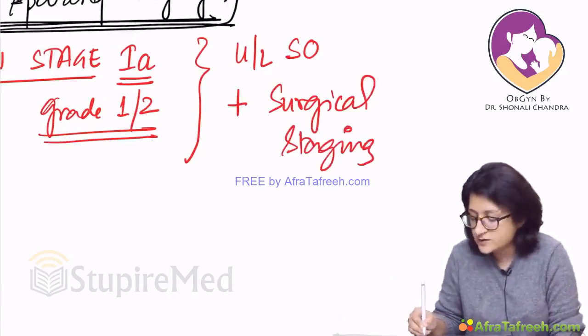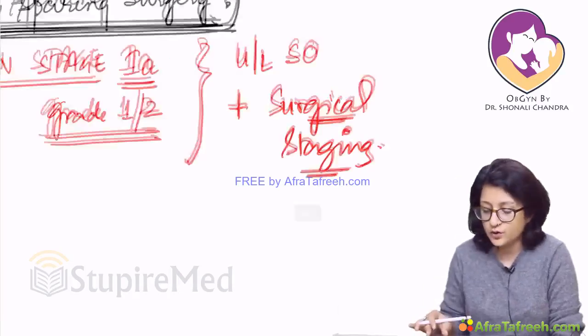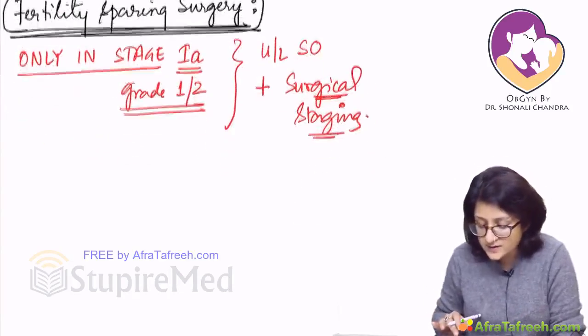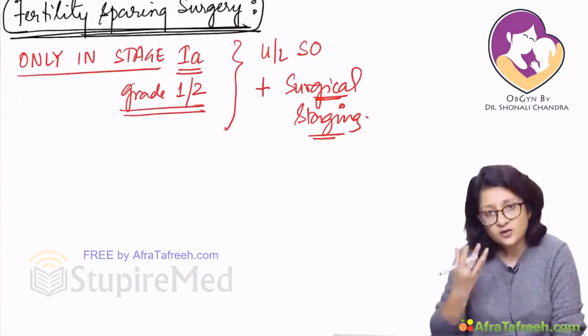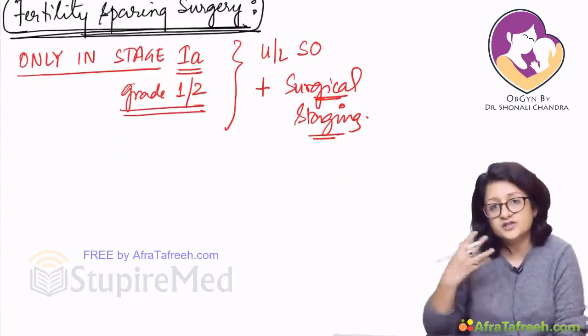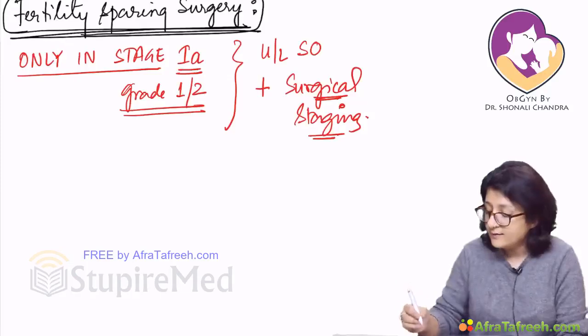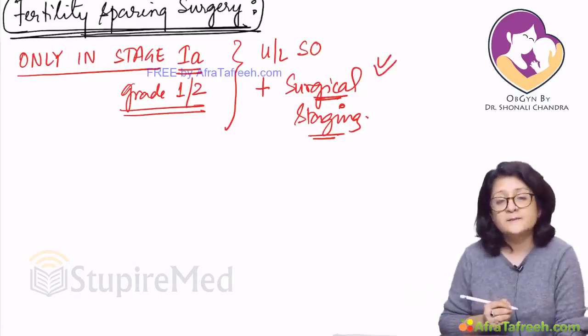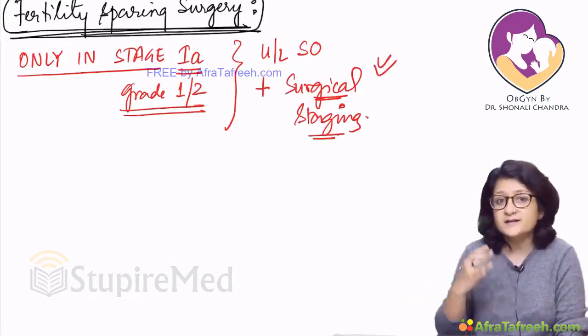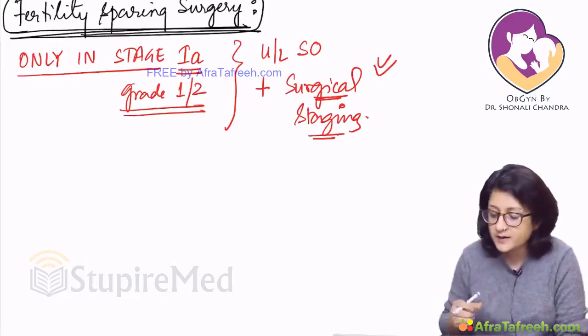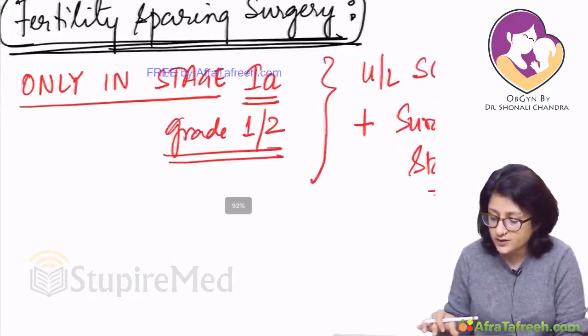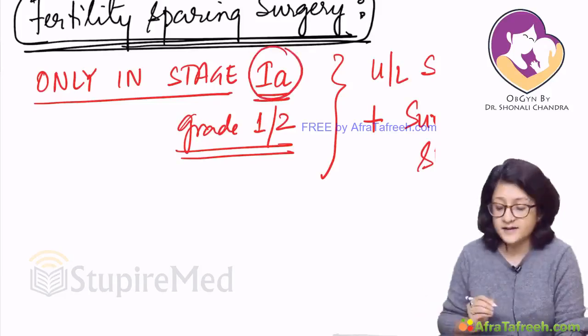is also done. It's not like the rest of the surgical staging should not be done, because the final decision whether we could continue with this fertility sparing surgery or she needs chemotherapy or not will depend upon the final histopath. So that is why the final surgical staging is very, very important, right? So fertility sparing surgery is done only in the early stages.